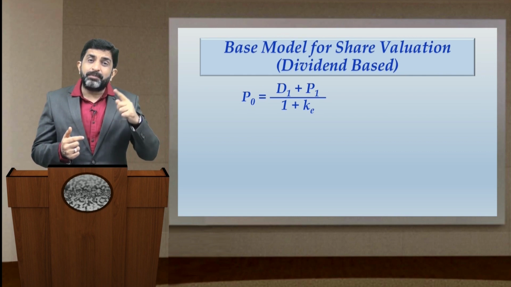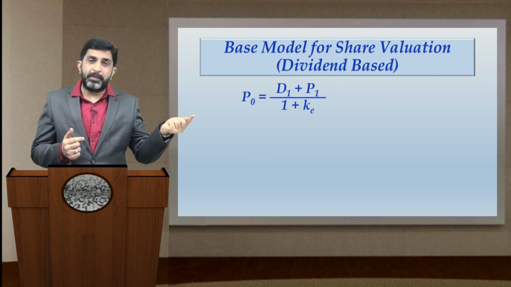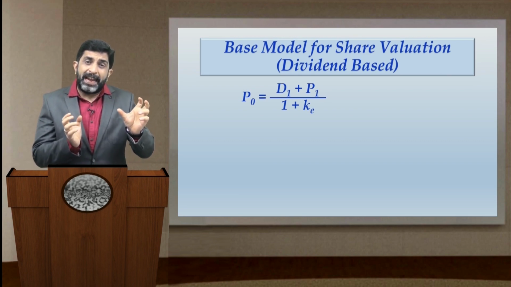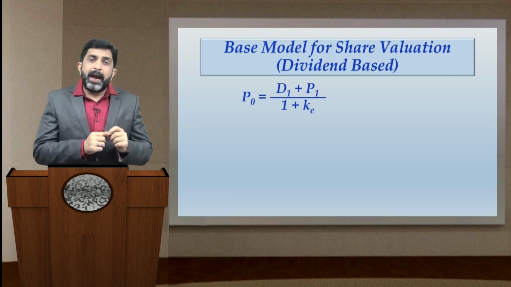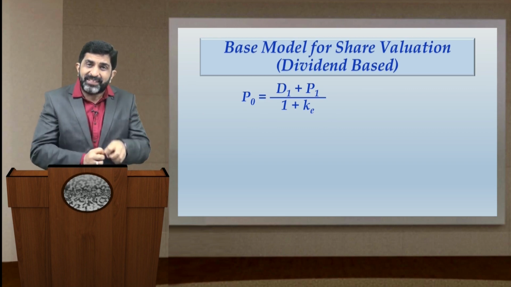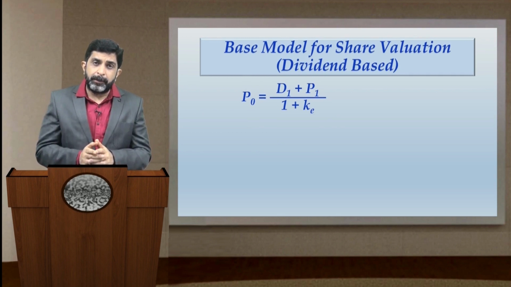Now, D1 is the expected dividend that you would receive by end of the period. P1 is the expected share price by end of the period. So D1 and P1 will be basically the values in future, and these future values we are now discounting to present value by using our expected rate of return.